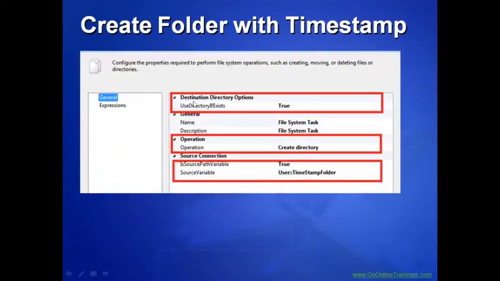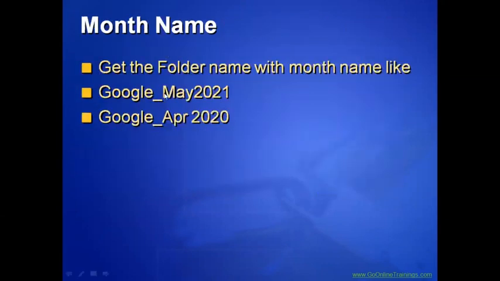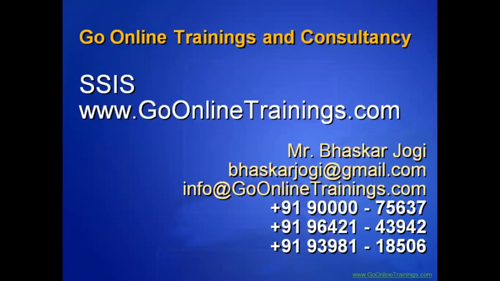Create a directory, use directory if exists, and for each source path variable, make it true and give the timestamp folder. If you need, you will also be able to get the folder name with the month name. So this is also possible. In the same way that you're able to get the month number, you will be able to get the month name also. You try to achieve this. I need to get the month name, so try to achieve it and do it tomorrow. If not, we will discuss this question. Okay, so tomorrow we'll continue, guys.